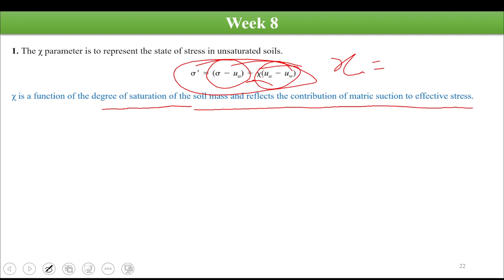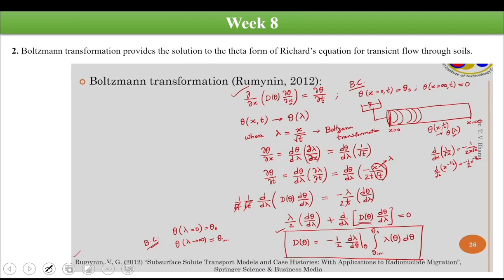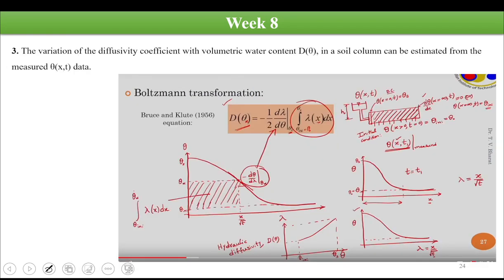Now the second question says the Boltzmann transformation provides solution to the theta form of the recharge equation for transient flow through soils. So this is correct. The Boltzmann equation provides the solution for the theta form of the recharge equation for transient flow of soil. And then we have the variation of diffusivity coefficient with volumetric water content D theta in a soil column can be estimated from the measured theta x t value.